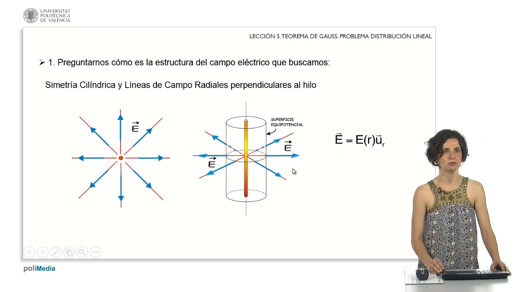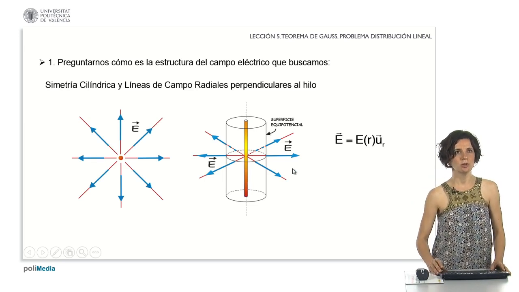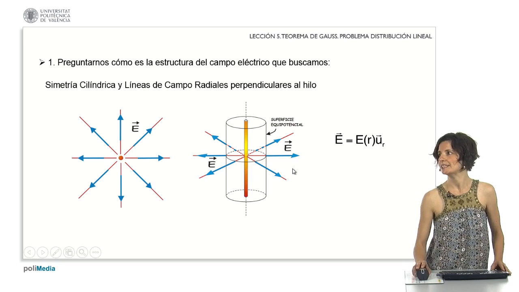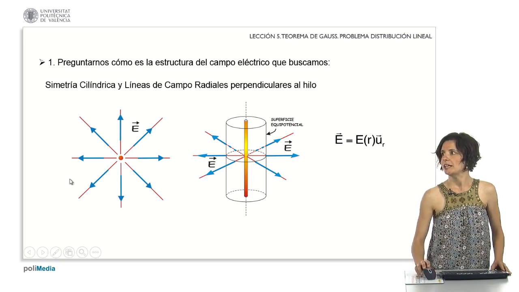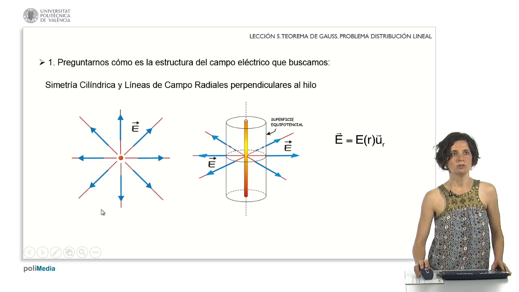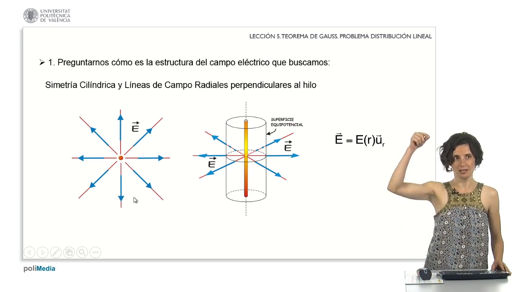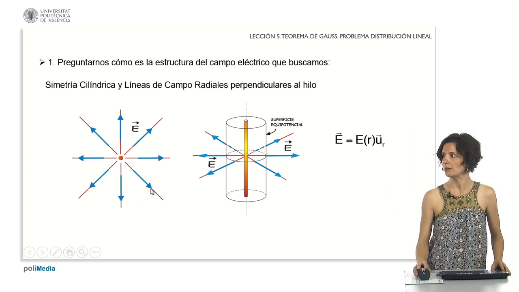Well, let's start with the first step. We ask ourselves, how is the structure of the electric field that creates that infinite wire? In this case, it has cylindrical symmetry. Therefore, the field lines are radial and perpendicular to the wire. In this image, we see the wire from above and observe the field lines that are radial.